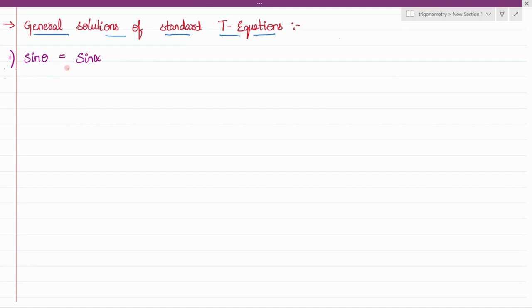The first equation is sine theta is equal to sine alpha. For these kinds of equations, the general solution will be theta is equal to n pi plus minus 1 whole power n into alpha, where alpha belongs to minus pi by 2 to pi by 2 and n belongs to all the integers. So let's prove this, and let's also discuss why alpha only belongs to this range, not all the values. Let's see how it goes.